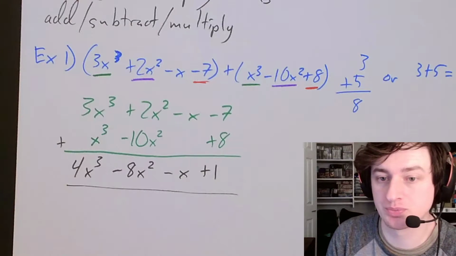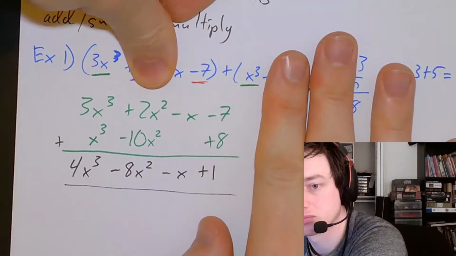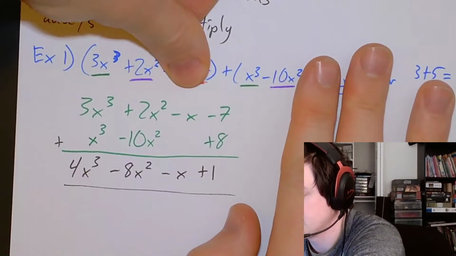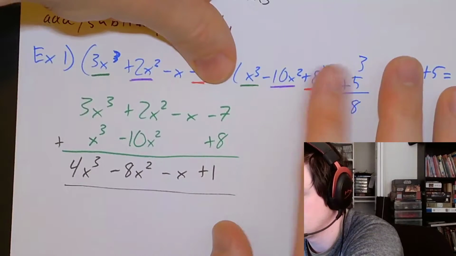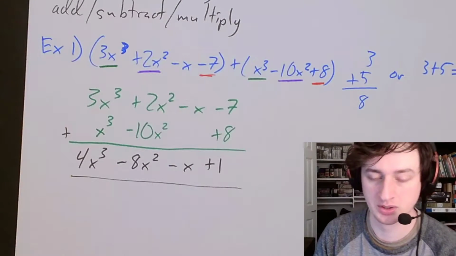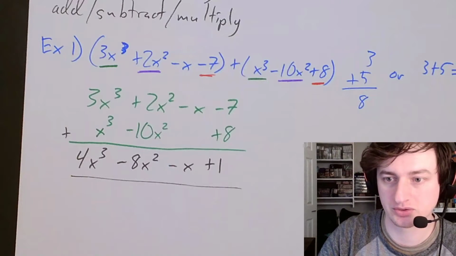The other way would just be, well, we're going to add the x cubed and the x cubed, and we get 4. We're going to do 2 minus 10, we get negative 8. We have a negative x, and we have a negative 7 plus an 8. You just go through the terms and add them together. So we'll do one like that too.